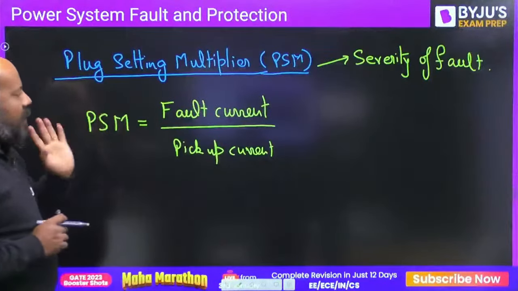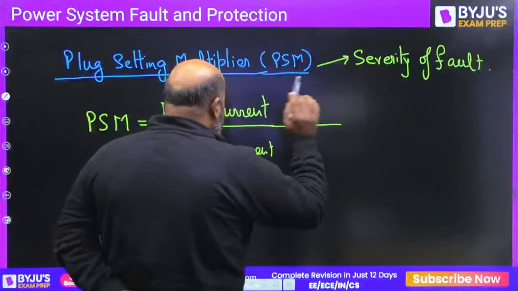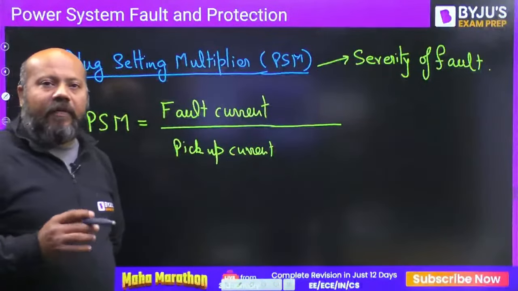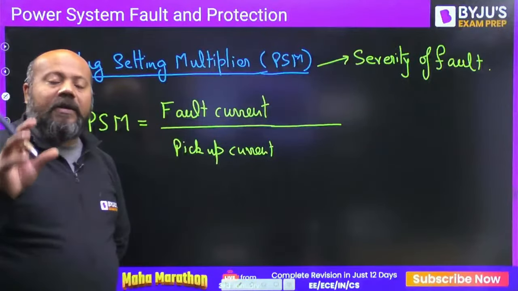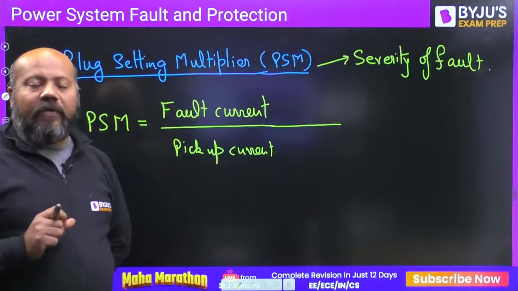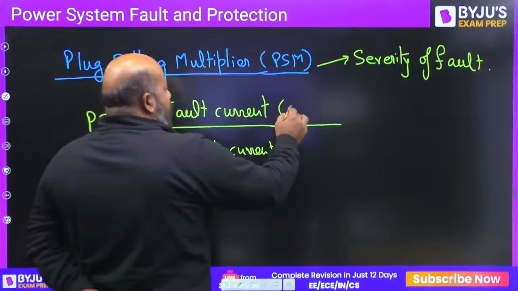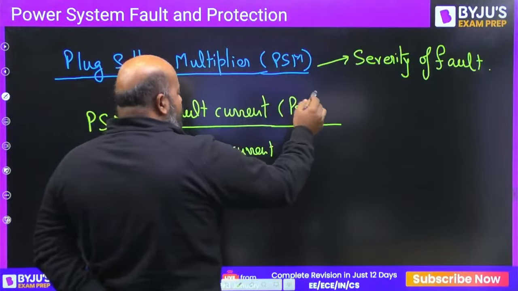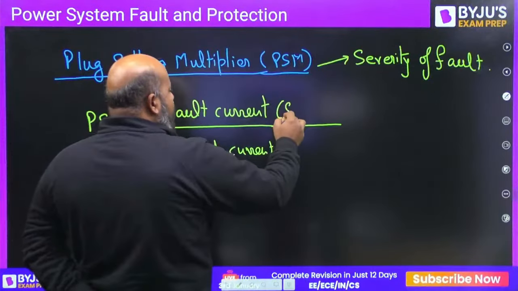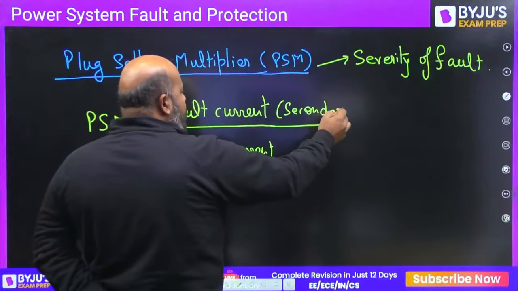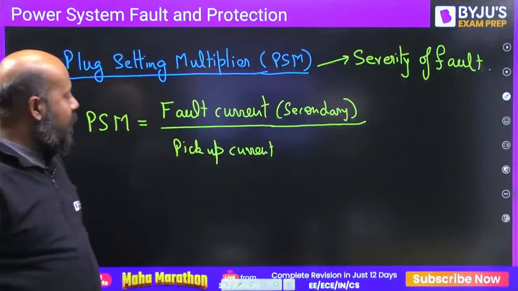When you are dealing with the relay, you always want this fault current in the primary or secondary? You want it in the secondary, because the CT secondary fault current is going to be a smaller value, but the question is going to give you the fault current in the primary. Sorry, you want it in the secondary. But in the question, he is not going to give you the CT secondary fault current, he is going to give you the primary fault current.